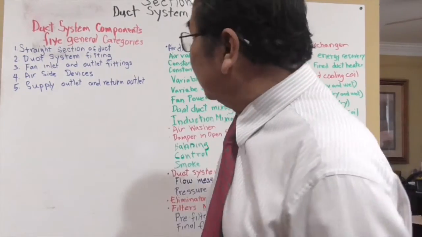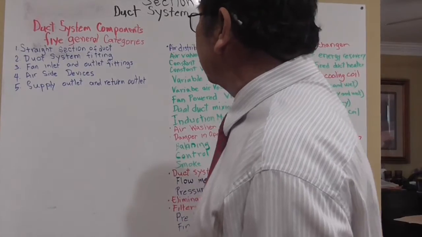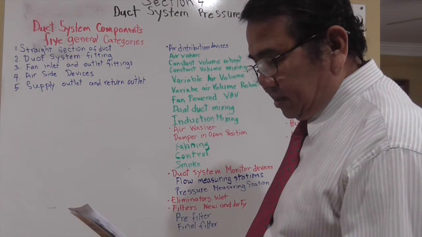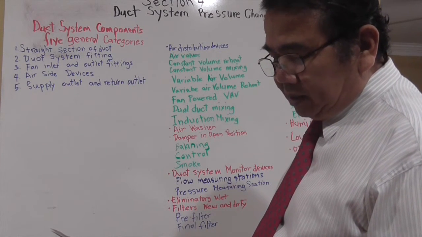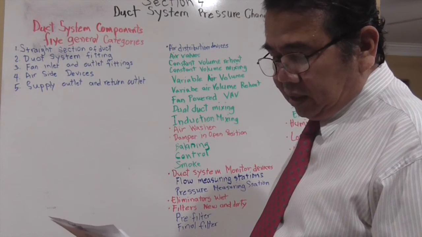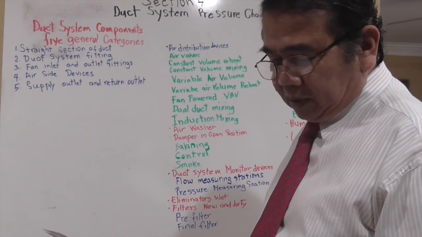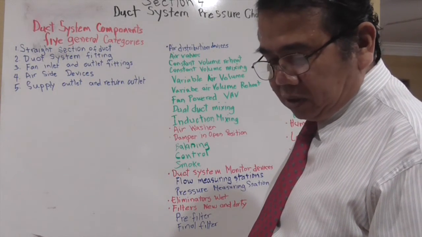Okay, now we're going to talk about the airside devices. Airside devices produce a pressure drop. When a device is installed in the duct system airway, it will produce a resistance to airflow, and there will be a pressure drop across the duct.